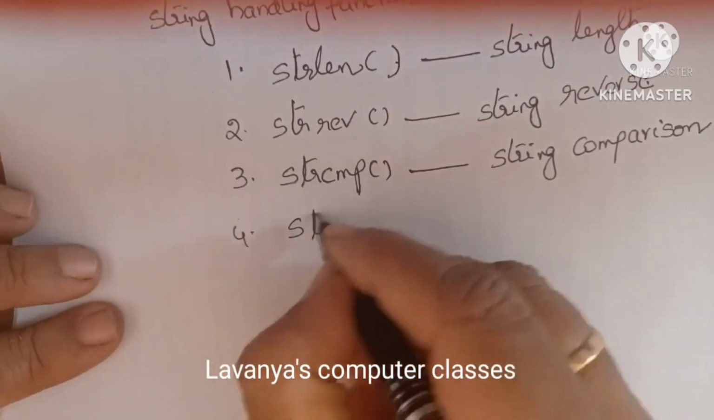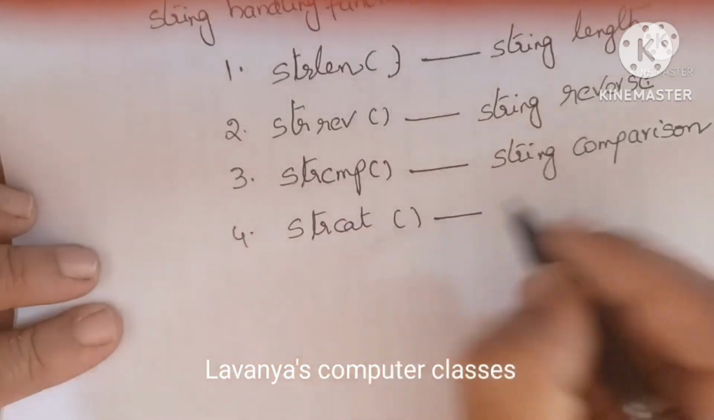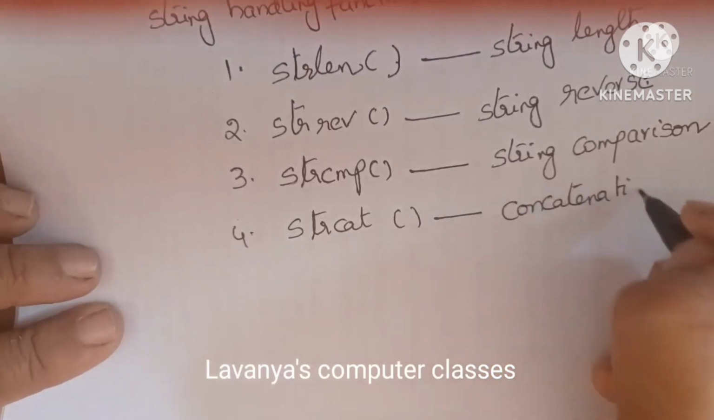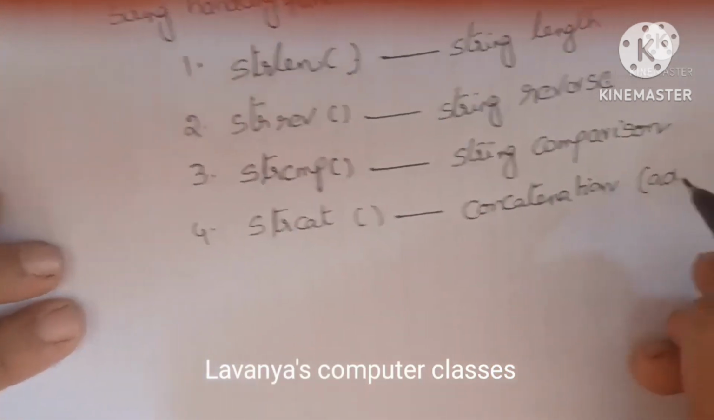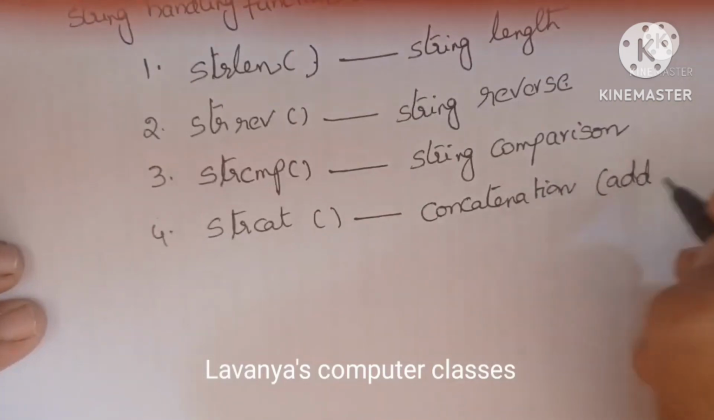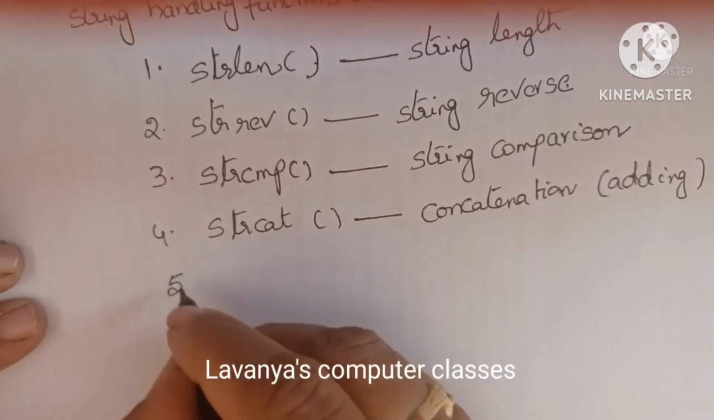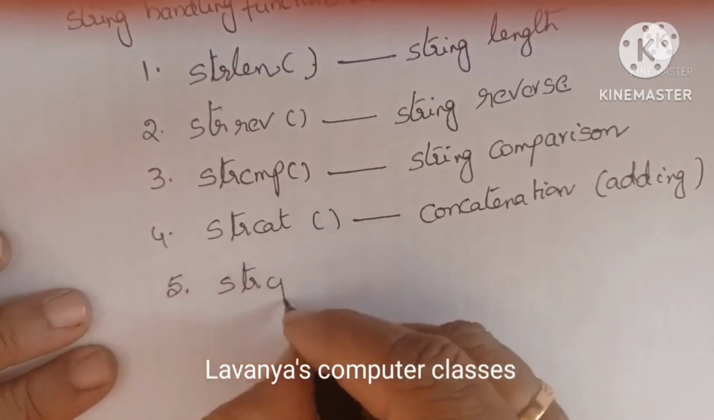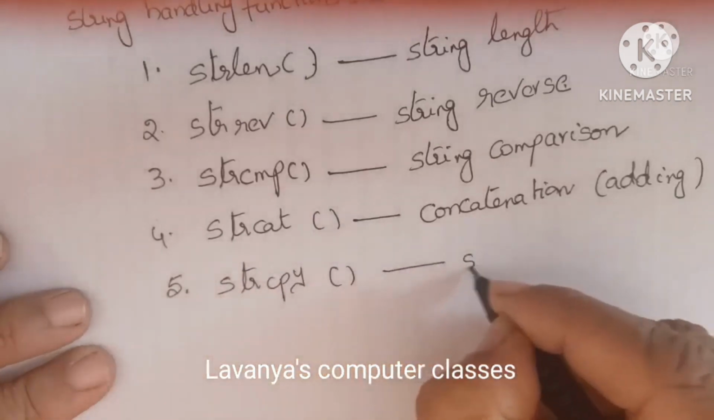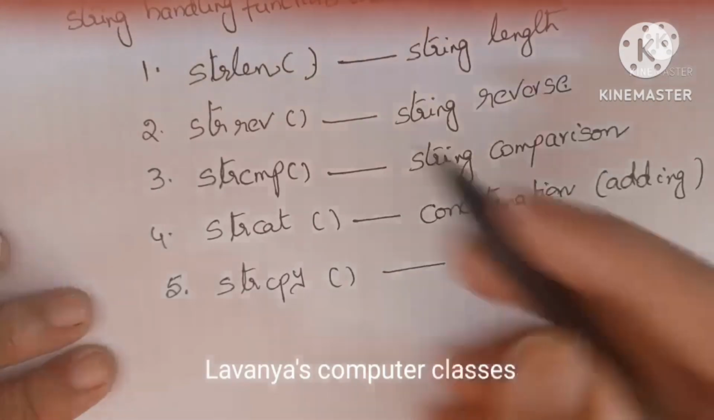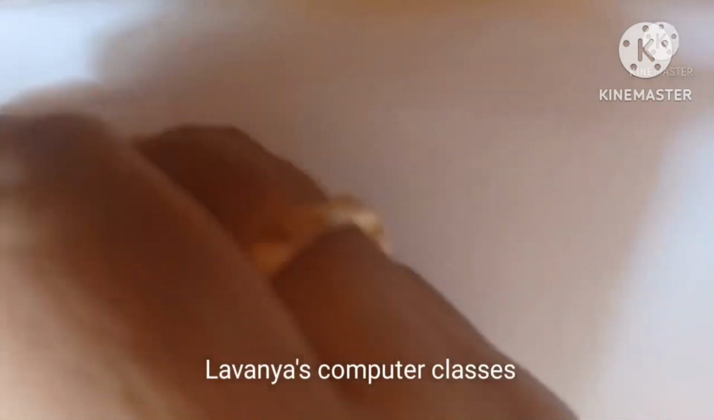Fourth function is strcat. Cat means concatenation, combining two strings, or adding two strings. For that we need the strcat function. Next function is strcpy. This is used for copying one string into another string. Now I will explain all those functions one after another.